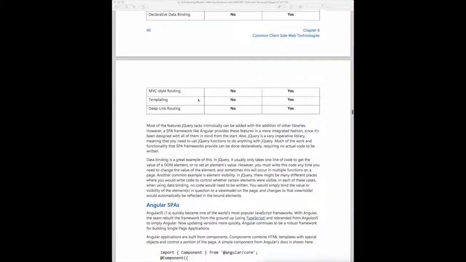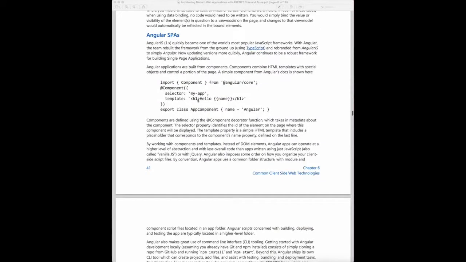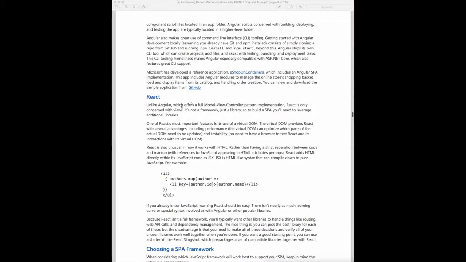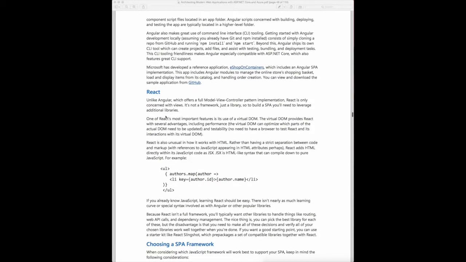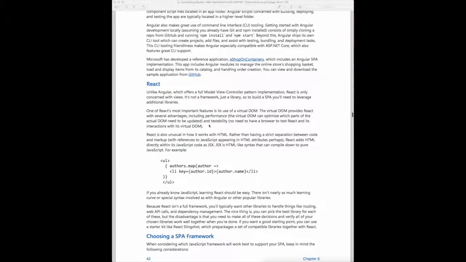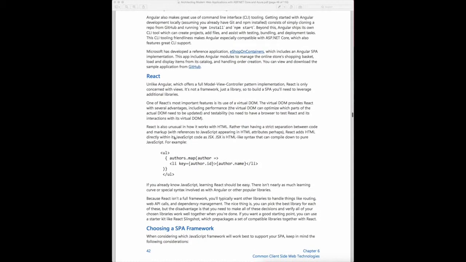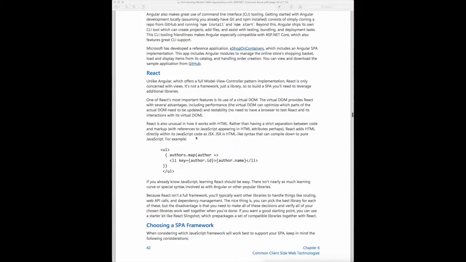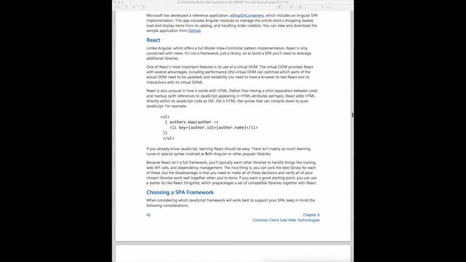We know HTML, CSS, JavaScript, legacy web apps with jQuery, Angular single page applications, which are very popular, and React. React is interesting. Unlike Angular, which is an MVC pattern, React is only concerned with views. It's not a framework, just a library. So if you are building a SPA, you will need additional JavaScript libraries, like React. It has a virtual DOM, which is one of the features given by React, which can increase performance and testability.